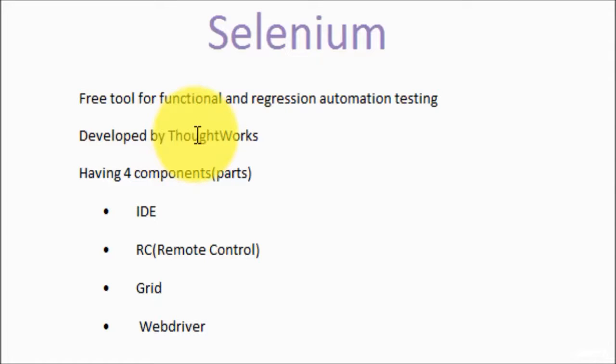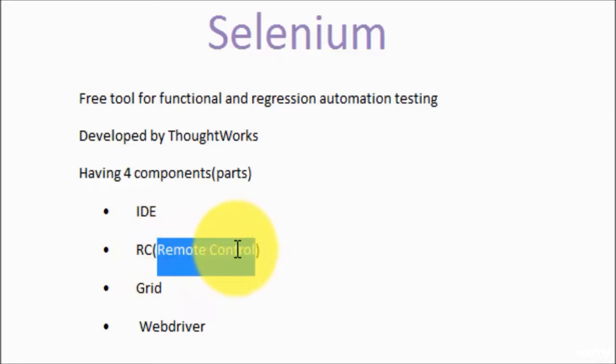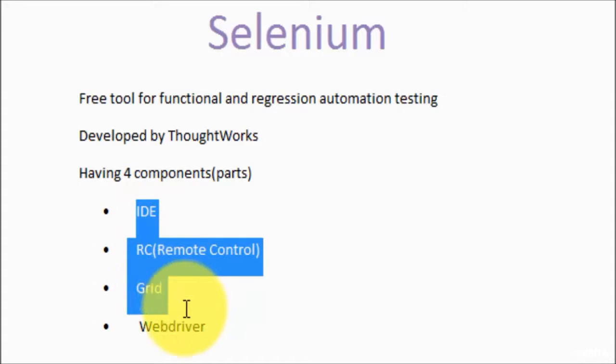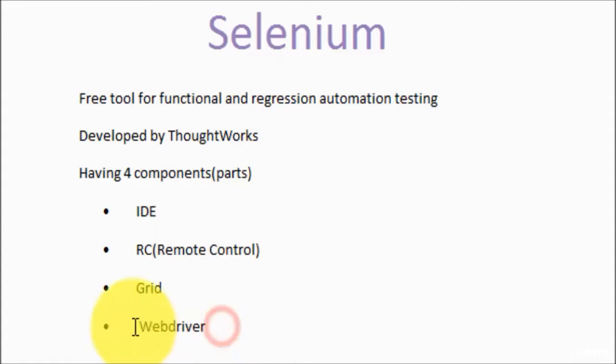In Selenium, we are going to get 4 components. We can call them parts: Selenium IDE, RC, full form of the RC is remote control, Grid, and WebDriver. So Selenium has 4 parts: IDE, RC, Grid, and WebDriver. We are going to understand all these components throughout this course, but major concentration will be on WebDriver. We are going to understand this WebDriver in detail.